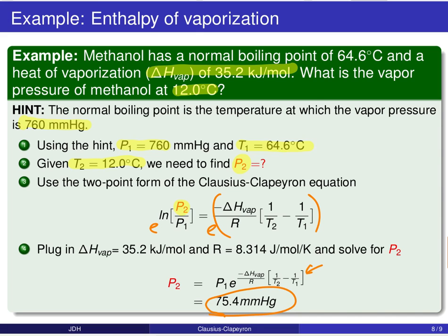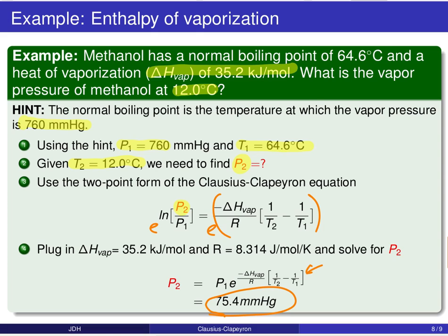Now, I encourage you to work through that algebra on your own, plug it in the calculator, and make sure that you're comfortable with solving a basic problem like this. You can expect that there are a variety of different ways this problem can be asked, but it all boils down to the fact that you've got really 5 variables here: P1, P2, T1, T2, and the enthalpy of vaporization. The problem will give you some subset of 4 of those and ask you to solve for the 5th.